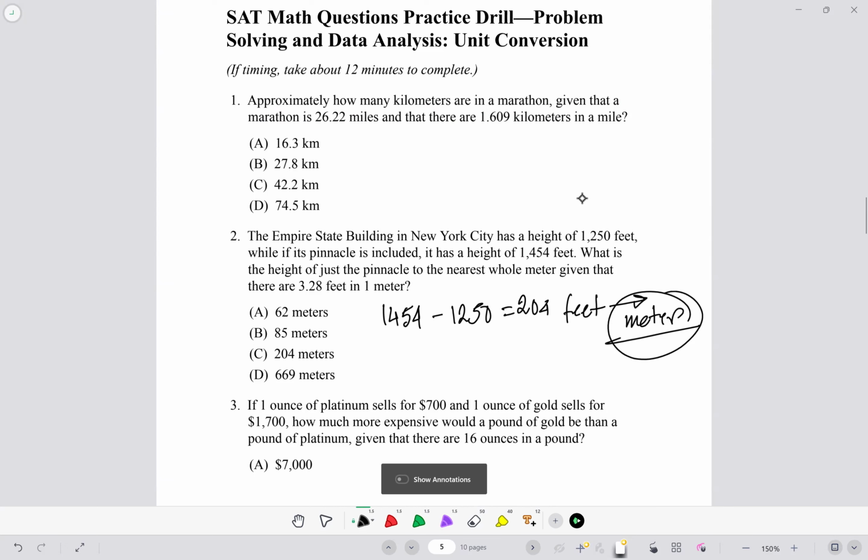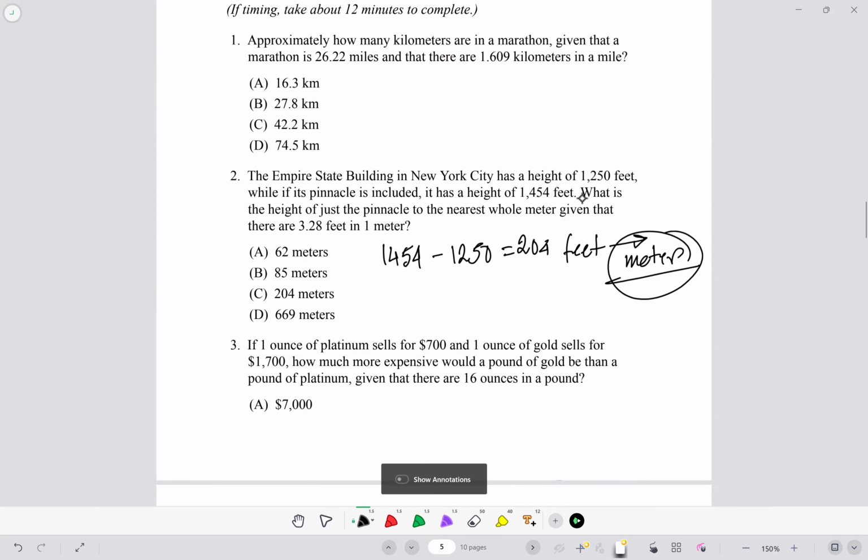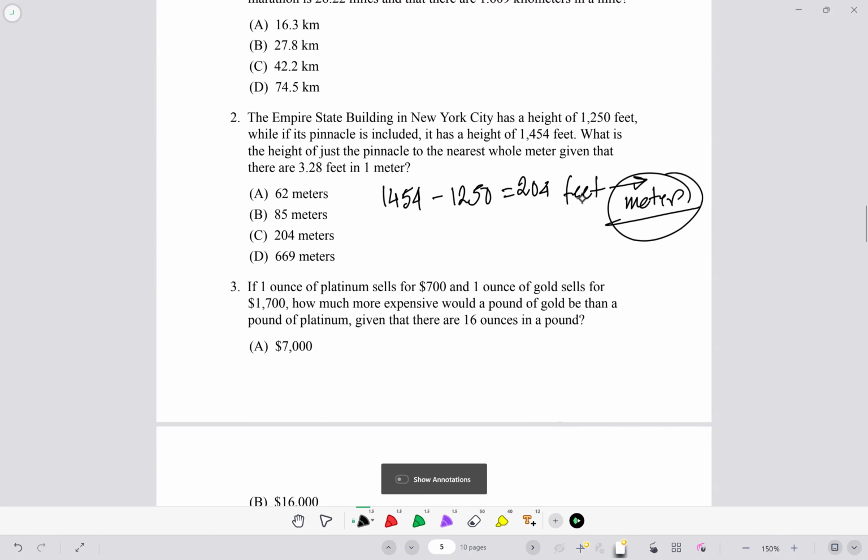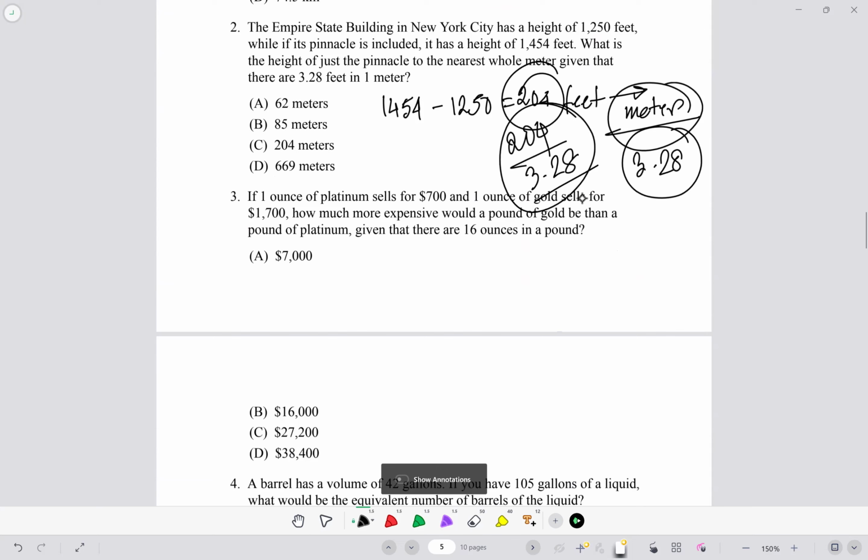And now you need to convert it to meter. And how do you convert it to meter? Divided by 3.28, right? That is 2204 divided by 3.28. That is going to be your answer in meter. That is it. Okay, so this is how our problems will look like.